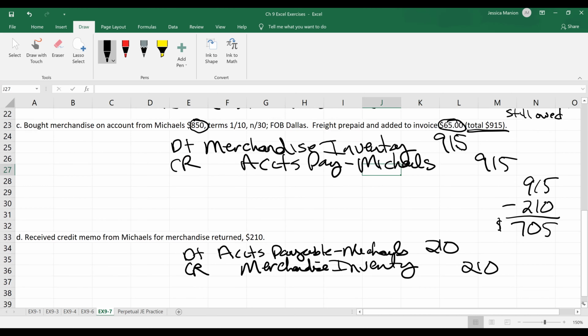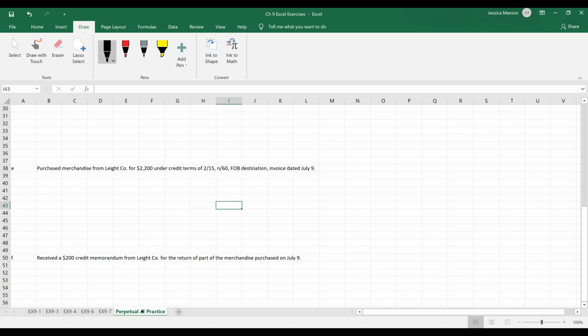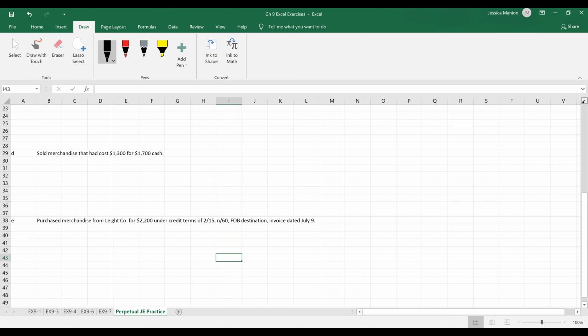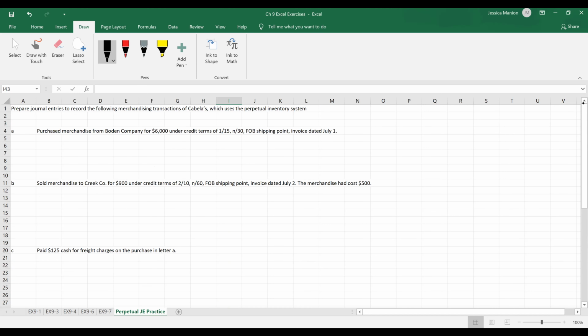Hopefully those make sense to you. Of course, we're going to get some more practice in class. I got one more picked out for us to do in this recorded lecture. Again, this just gives us practice with some of these different transactions. Our first problem says, prepare journal entries to record the following merchandising transactions of Cabela's, which uses the perpetual inventory system.